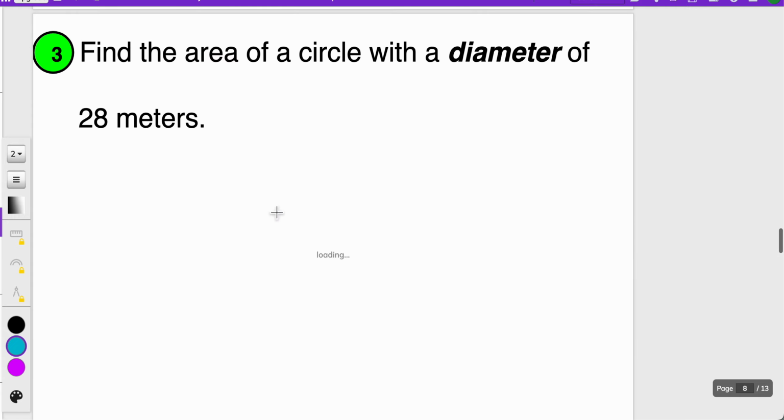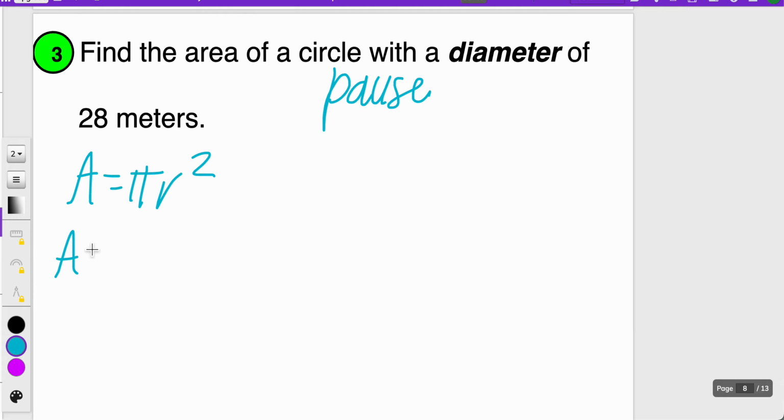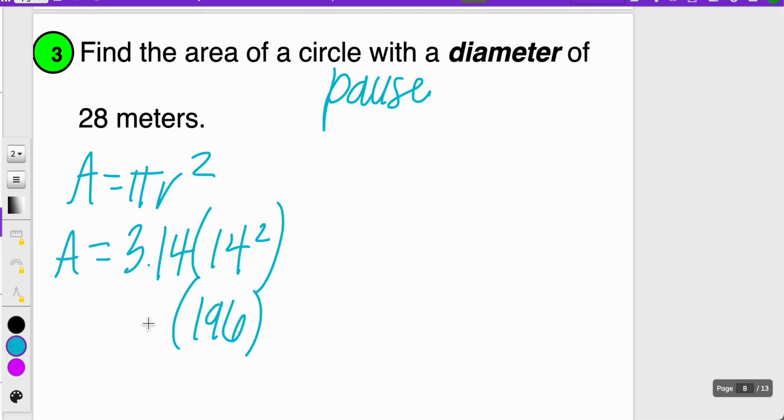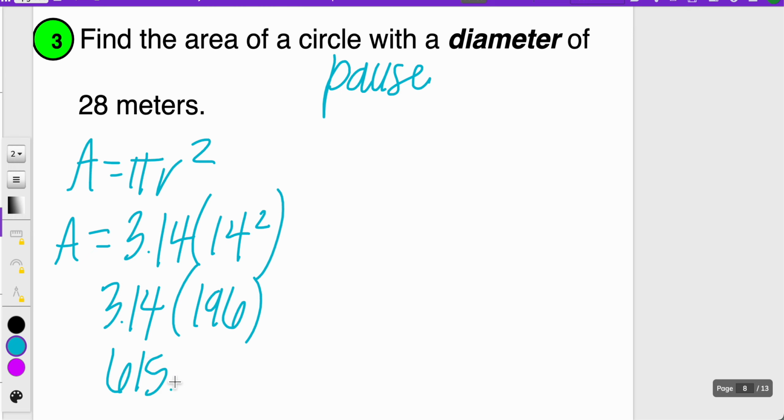Okay, next up, just a word problem. Pause the video again. Notice I'm giving you diameter. When you're ready to check it, click play once you've found the area of your circle. All right, area is pi times radius squared, so that's pi, 3.14, and my radius in this case is 14 squared. 14 squared is going to be 196 times pi is 615.44 meters squared.